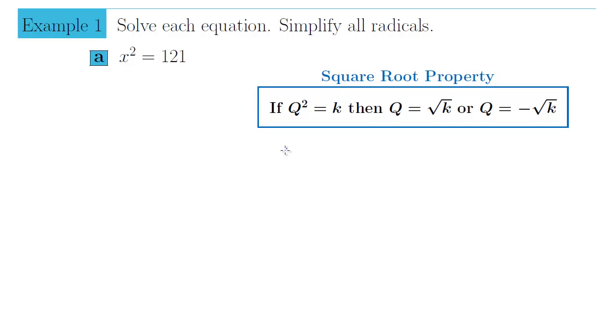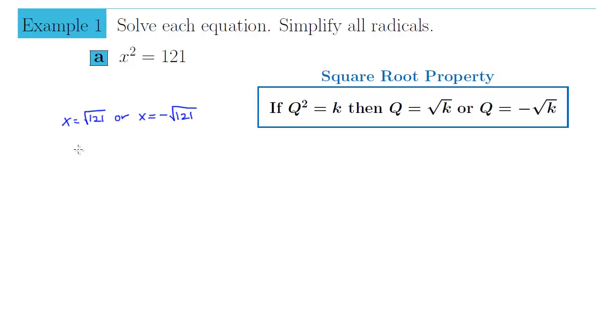Recall, the square root property says that if a quantity squared equals k, then that quantity is equal to the positive square root of k or the negative square root of k. How does that work over here? X squared equals 121. That means our value x is equal to either the positive square root of 121 or it's equal to the negative square root of 121.